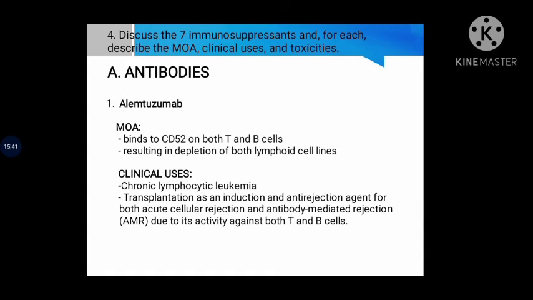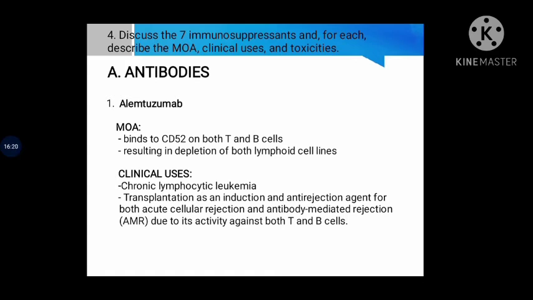Its mechanism of action is, alemtuzumab is a humanized monoclonal antibody that binds to CD52 on both T and B cells, resulting in depletion of both lymphoid cell lines. Depletion of the T and B cells is observed soon after infusion, and recovery of these cells is gradual. T cells recover over 6 to 12 months and B cells recover in 6 months or less.